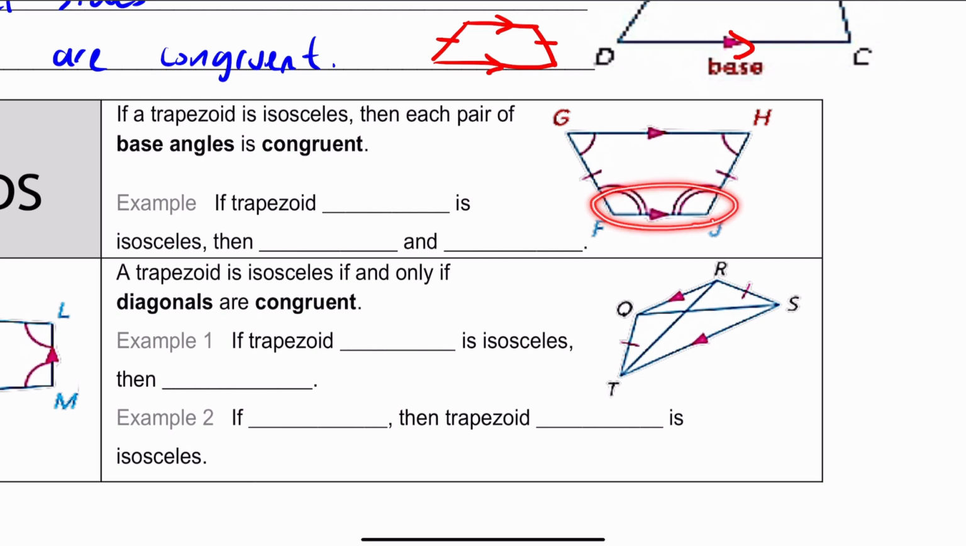These angles are also congruent, right? And they get two arcs here. This arc is opposite to this tick mark, and this arc is opposite to this tick mark. Okay, so if trapezoid GFJH is isosceles, then angle G is congruent to angle H, and angle F is congruent to angle J. Okay.